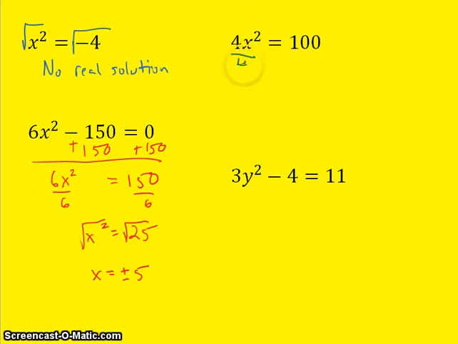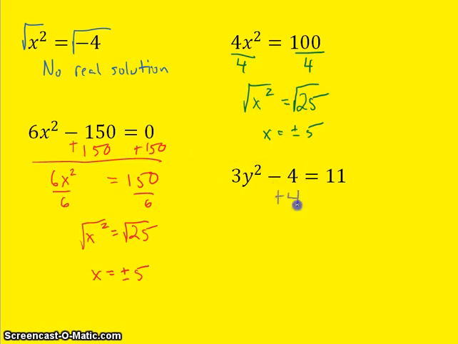The next example here, we need to divide by 4 to get the x squared by itself. So make sure everything gets moved over to the other side before you take the square root. Like in the previous example, we had to move the 150 and the 6. This time we need to move the 4. So again, we get x squared equals 25. Take the square root of both sides. We get x is equal to positive or negative 5.